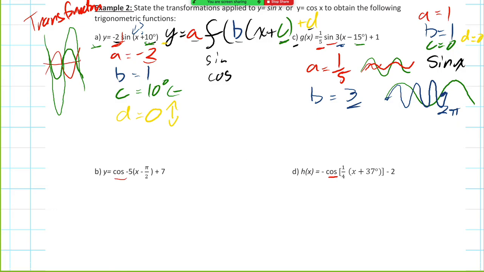The horizontal shift, because it's -15, so -15 degrees, this actually means it's a shift to the right of 15 degrees. And the D value is 1. And because it's +1, it means it gets vertically translated up 1 unit, okay?